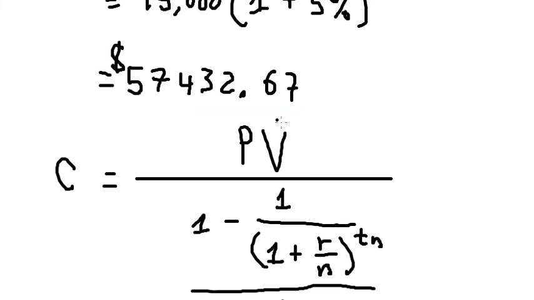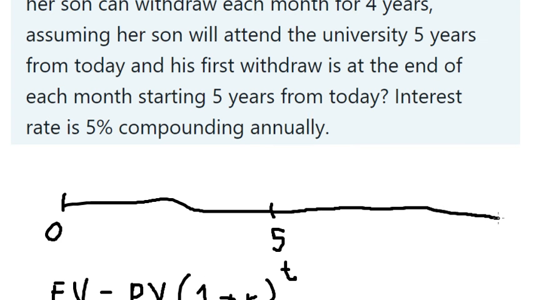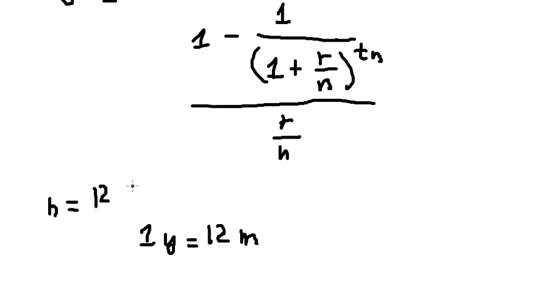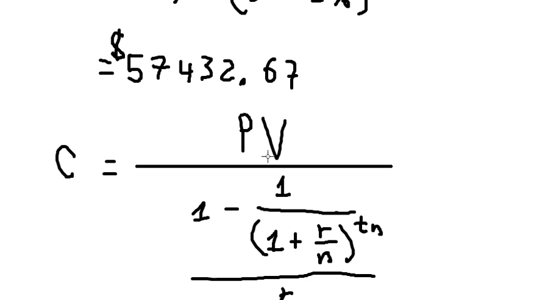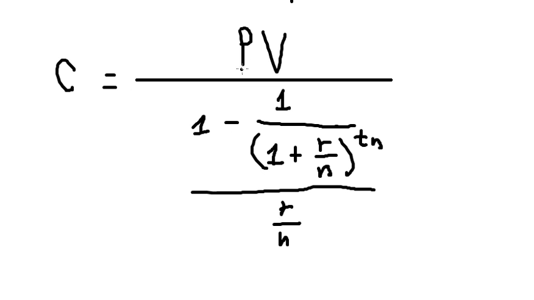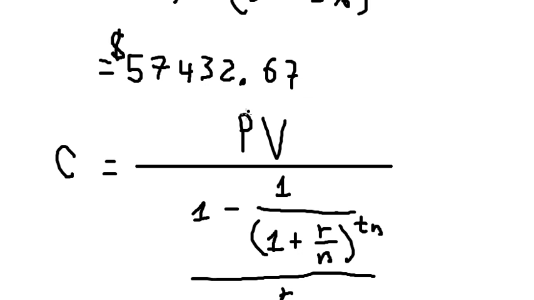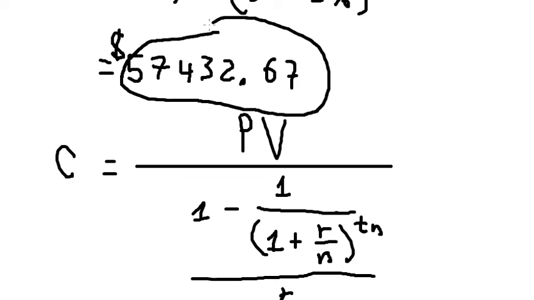About this one, that's the present value in here. If the son withdraws the money, they start from this point in here, so we calculate the present value in here. Now after we analyze everything, we can put the value. This present value is this one in here.